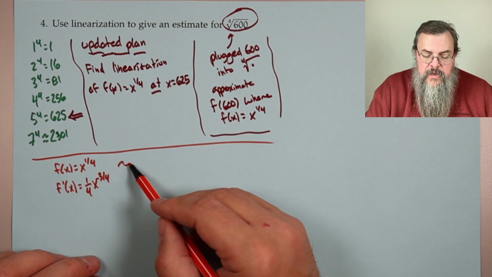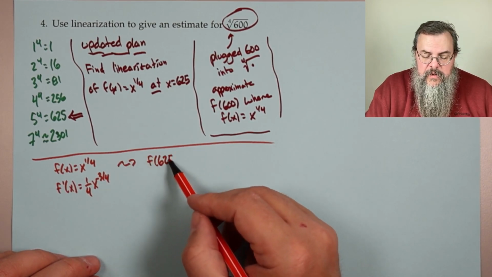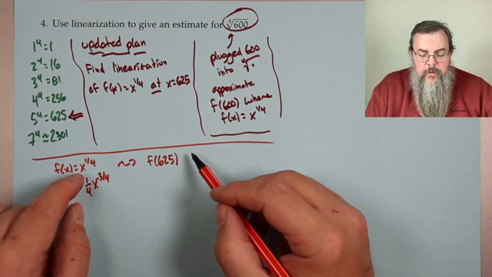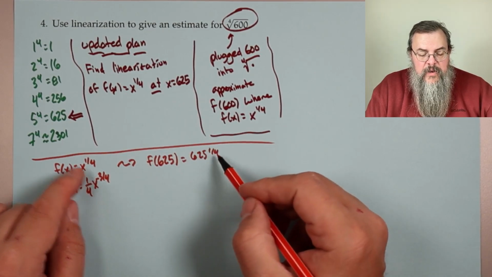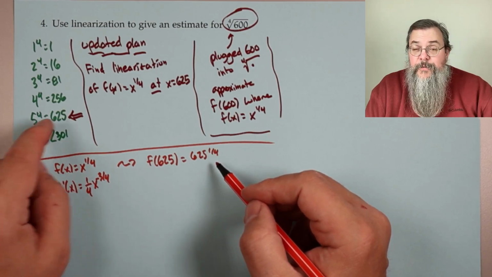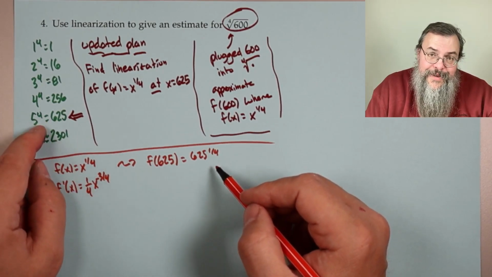So plug in 625. And what do we get? Well, we get 625 to the 1/4. But we know that because we said, hey, 5 to the 4th is 625. So 625 to the 1/4 is 5.